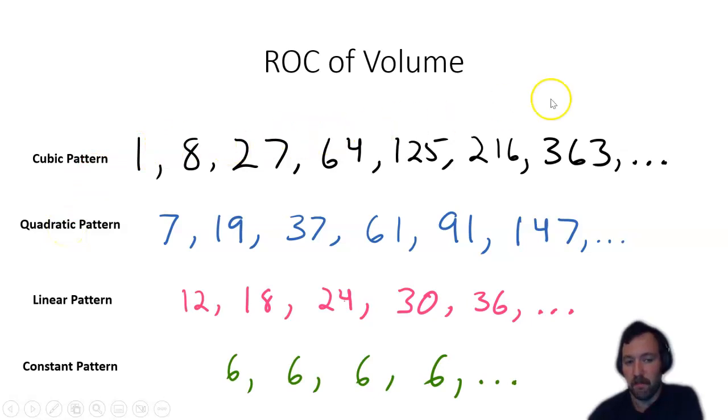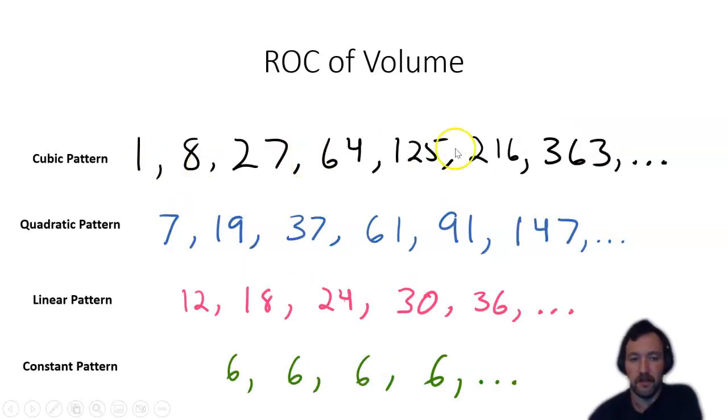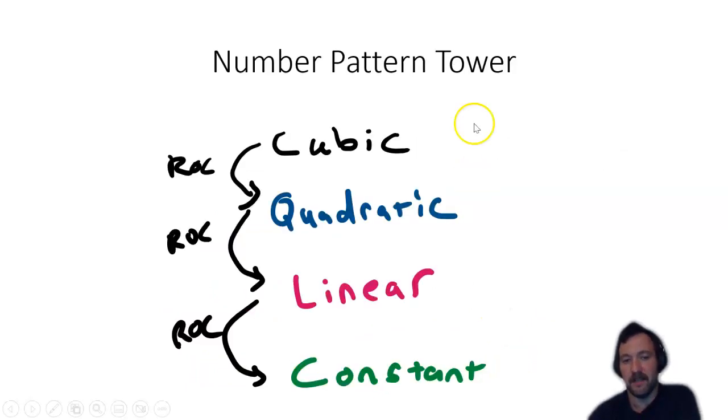The volume of the cubes increases. How much does it increase by? Well, that's this blue pattern, which is quadratic. Why is it quadratic? Because it increases by a linear in pink. Why is that thing linear? Because it increases by a constant amount. And so that's what I get here.